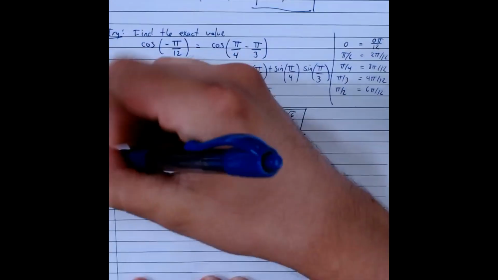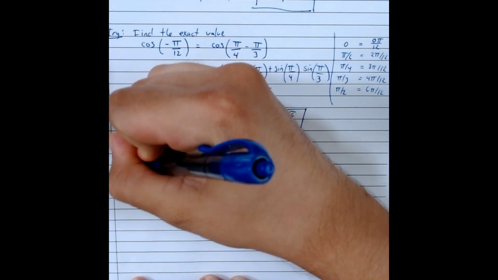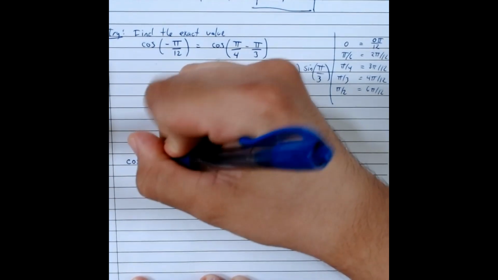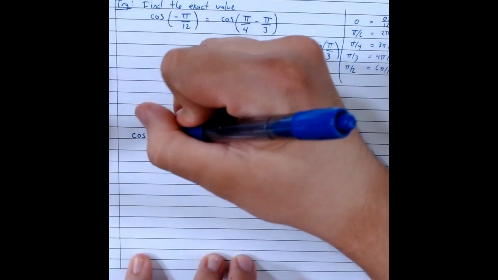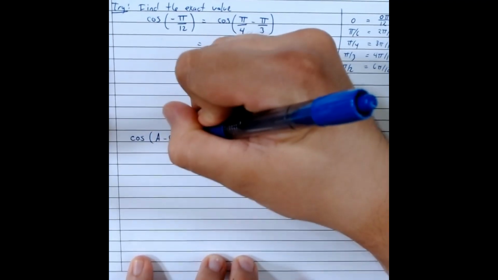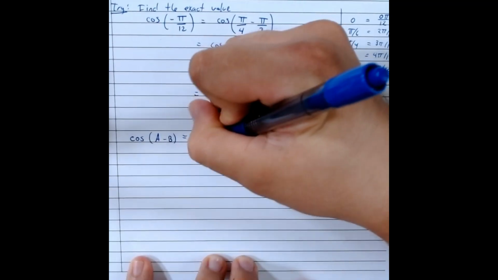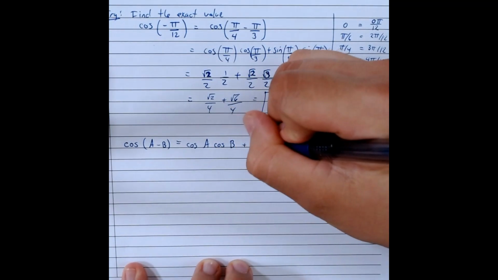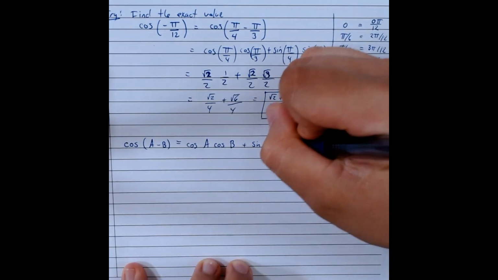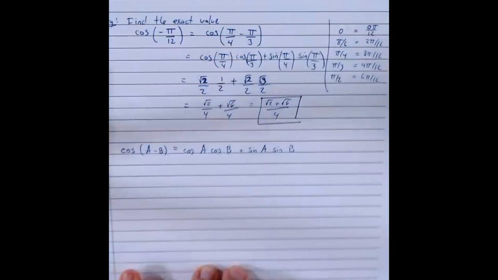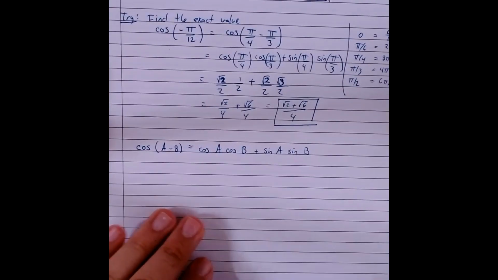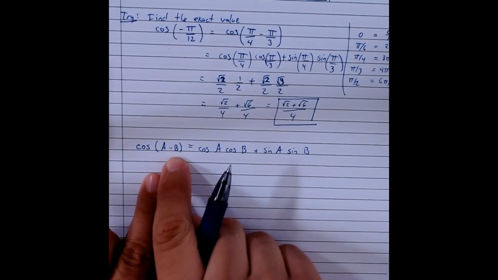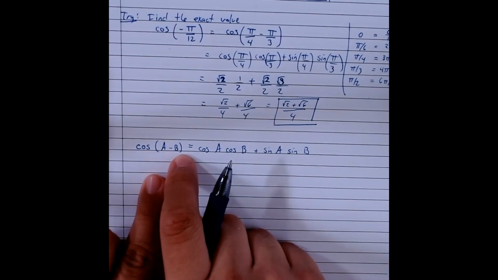All right, so let's begin with the difference identity. I'm just going to rewrite that down here so I don't have to go back and forth. Cosine of a minus b is equal to the cosine of a times the cosine of b plus the sine of a times the sine of b. Okay. All right, so now what if one of these angles was a negative angle?